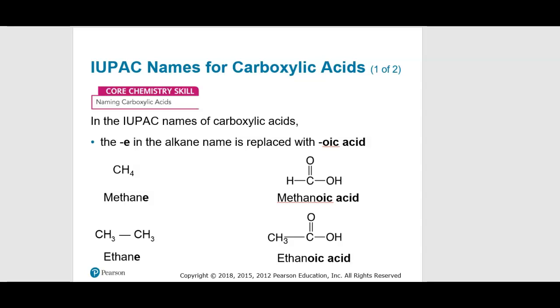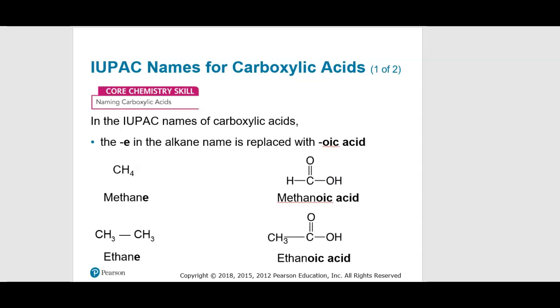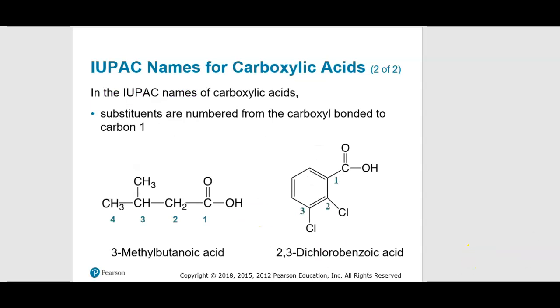Naming them is pretty much the same as it's been, except when you get into the complications like we saw in the last section we worked on. Methane gives you methanoic acid, which we also know as formic acid. Ethane gives ethanoic acid, and you've heard of acetic acid already in this course. Ethanoic acid is acetic acid; in IUPAC, it's ethanoic. In simple acids, you remove the E in the alkane name and replace it with oic acid. That's all there is to it.